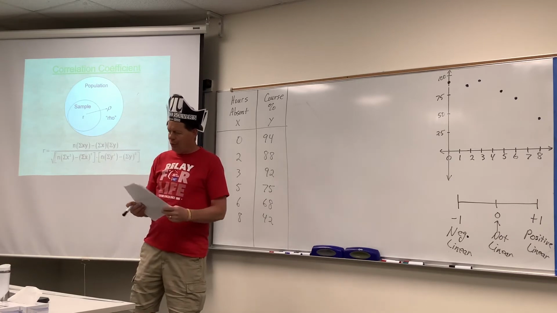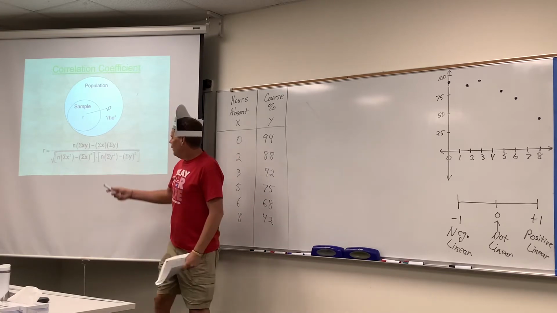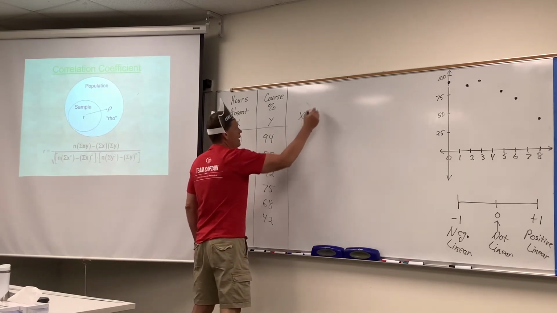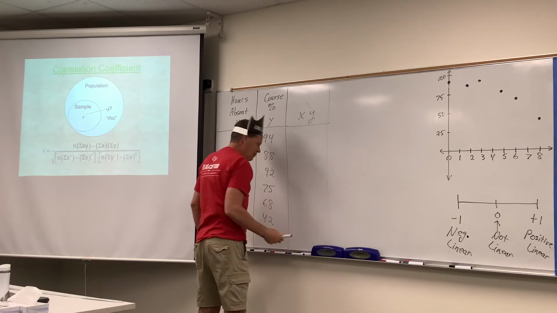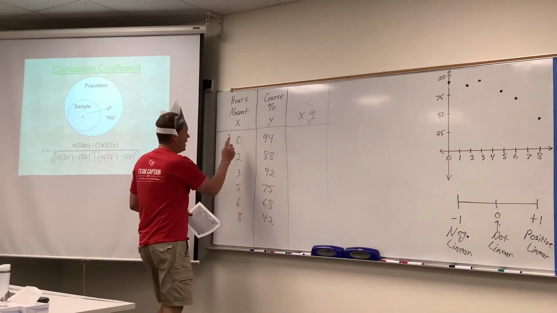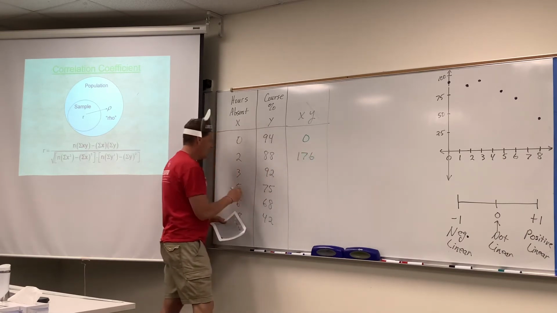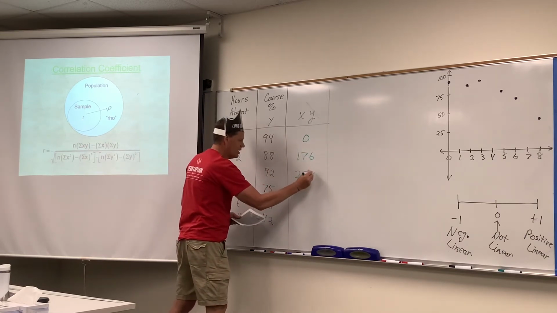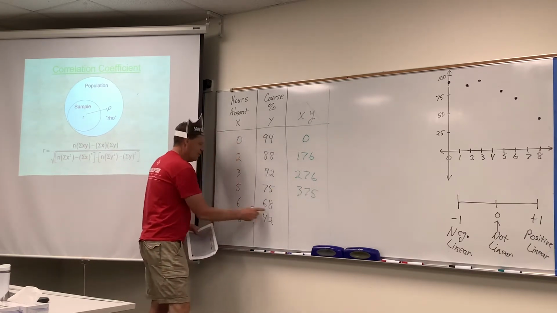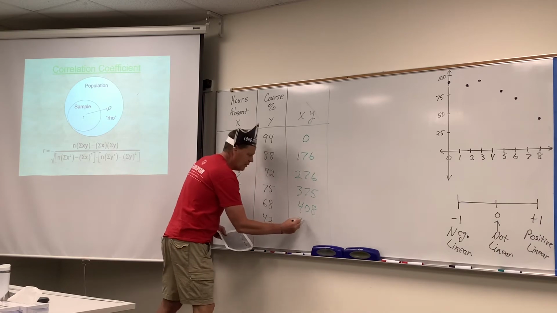So I'll talk it through on this one, but I would like to think that you could duplicate this very quickly. We see sigma xy. So let's make a column called xy, and I'm making this one in green. You take x times y: 0 times 94 is 0, 2 times 88 is 176, 3 times 92 is 276, 5 times 75 is 375, 6 times 68 is 408. It's just number crunching, isn't it? And then 8 times 42 is 336.